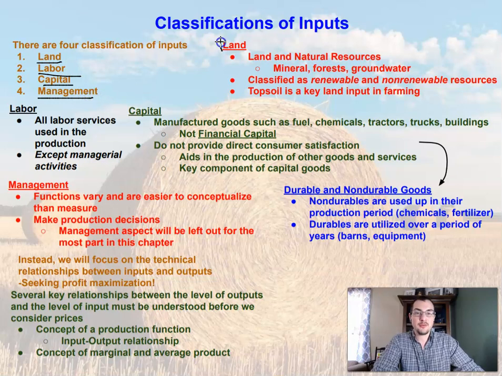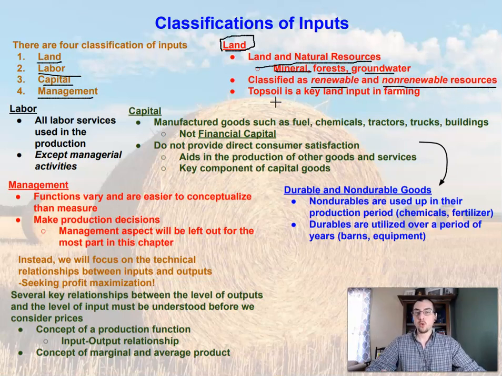So whenever we use that term land, we're not talking about just the land and natural resources, although that is a component. We're talking about the biological resources that come into it. So we're talking about land and natural resources, the minerals, the forests, the groundwater. This land input also is classified as renewable and non-renewable resources.